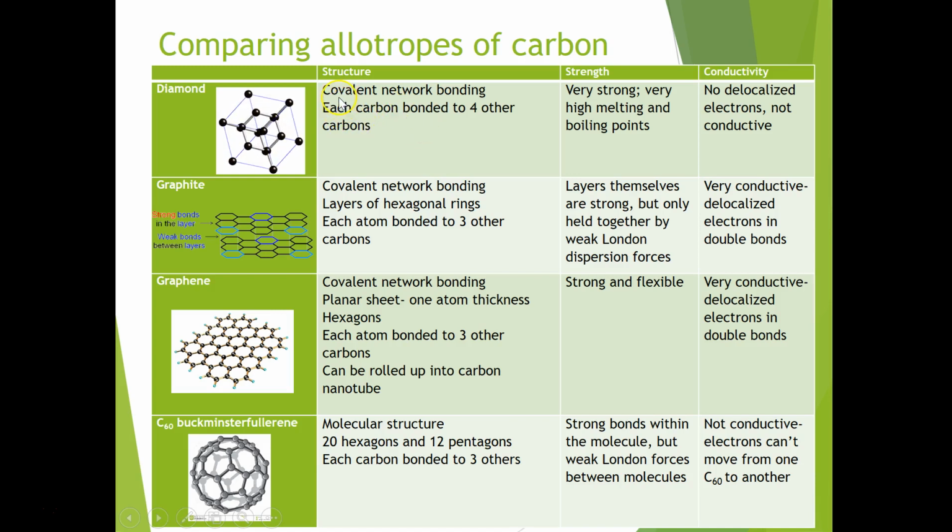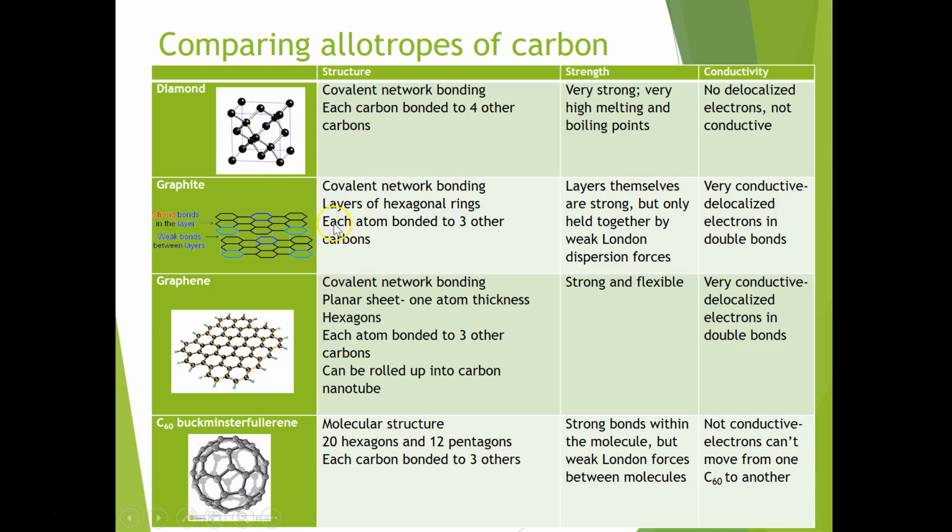So in a diamond, what you have is covalent network bonding, and each carbon atom will be bonded to 4 other carbon atoms. Now, network bonding refers to something that is not molecular, or not made of molecules. If you look at the structure of diamond, each carbon is bonded to 4 other carbon atoms, and the whole structure is basically like one big, huge molecule.